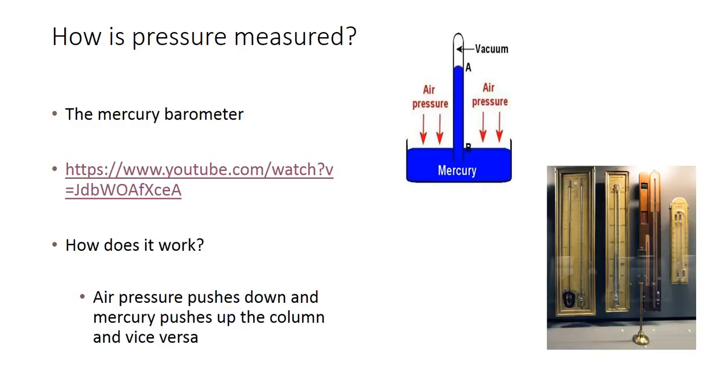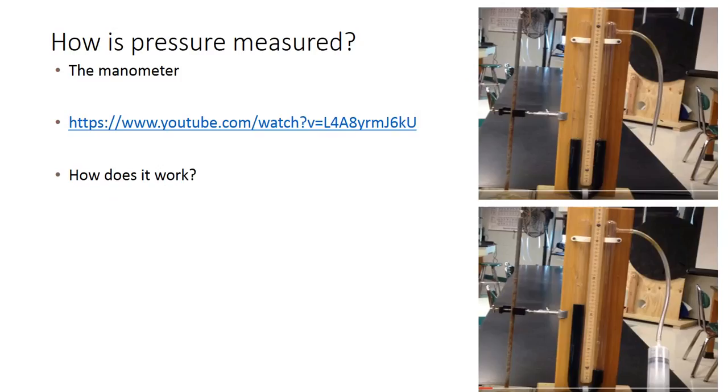As I already said, in this case air pressure pushes down and the mercury pushes up the column, and vice versa. We have another type of instrument we use to measure air pressure. It is known as a manometer. So it's a U-tube of some sort. So let's see.